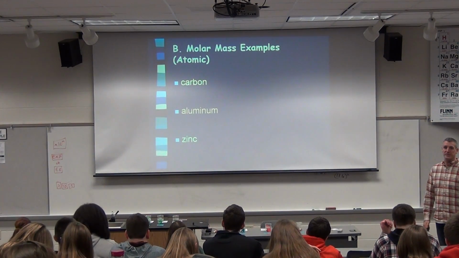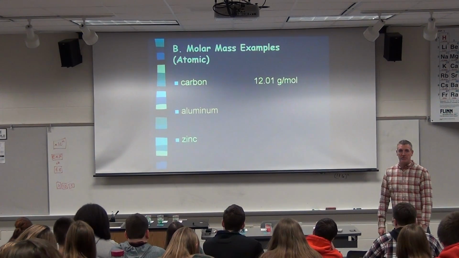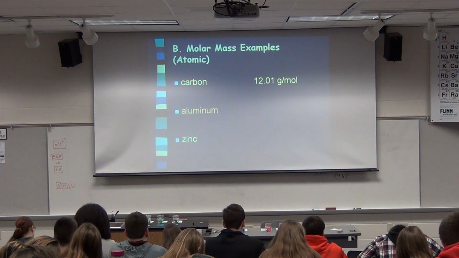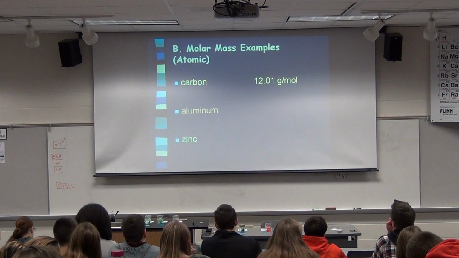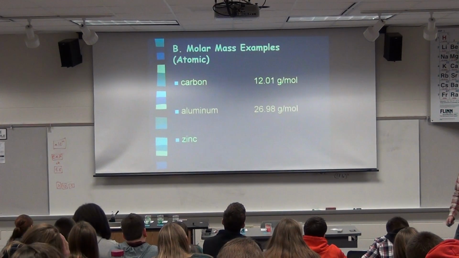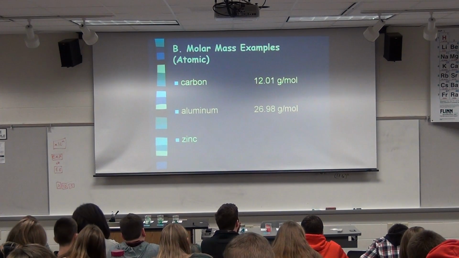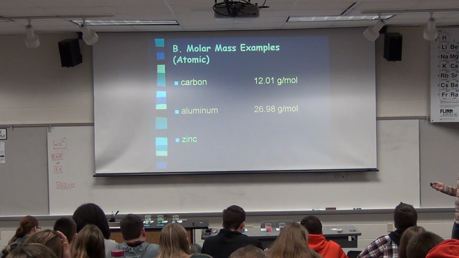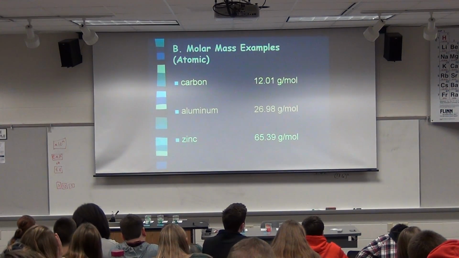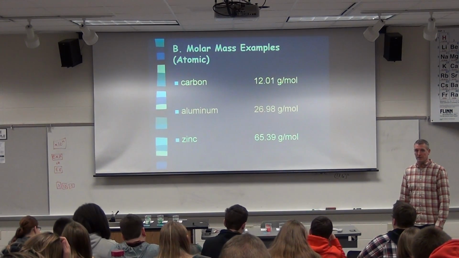Alrighty, a couple of simple examples. These should look very familiar. What's the molar mass or the atomic mass of carbon? We just mentioned that one, 12.01 grams per mole. Again, it's right here on the periodic table. You look at carbon, atomic number 6, it's got 6 protons, but it's got a mass of 12.01 grams for a mole of it. Aluminum, right off the periodic table, 26.98. And zinc, again, right off the periodic table, 65.39. 65.39 what? 65.39 grams in 1 mole of zinc.